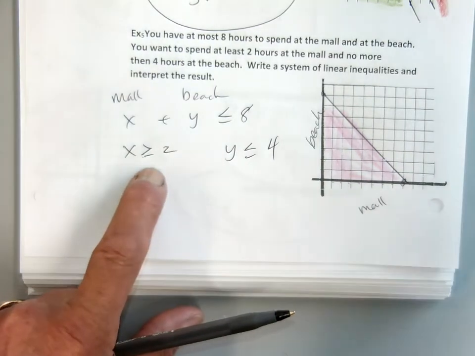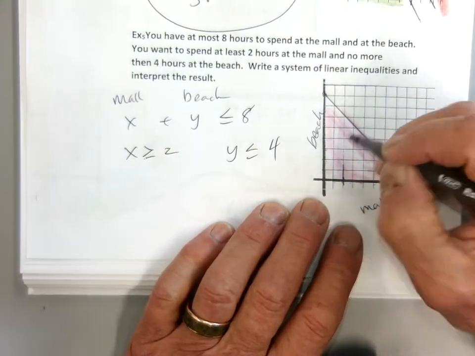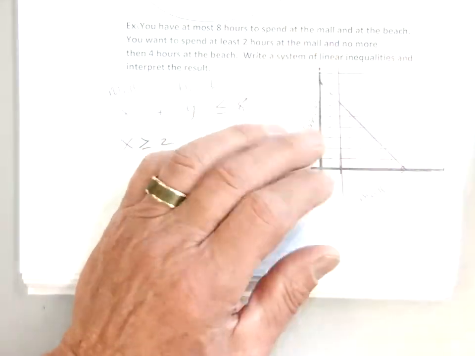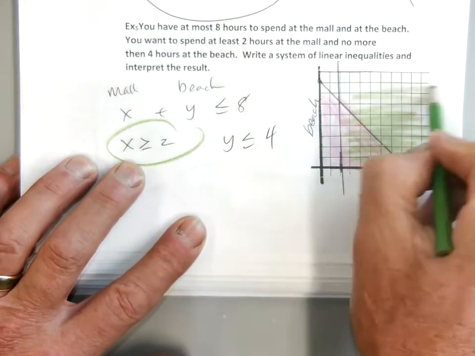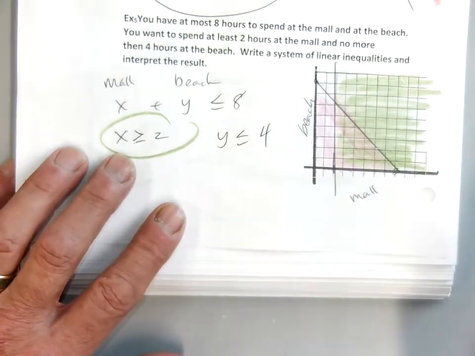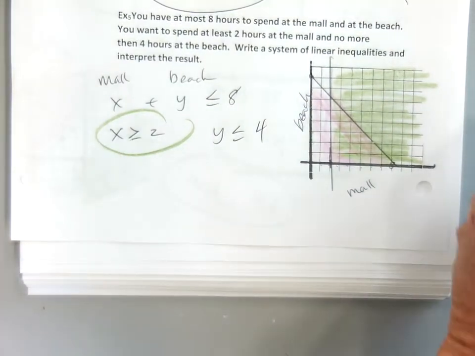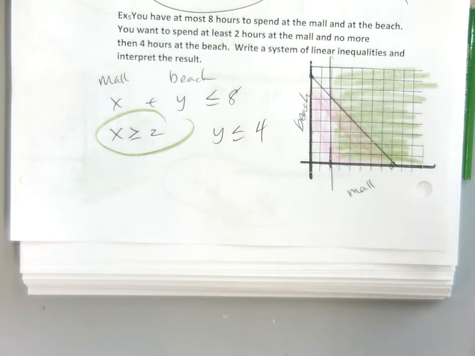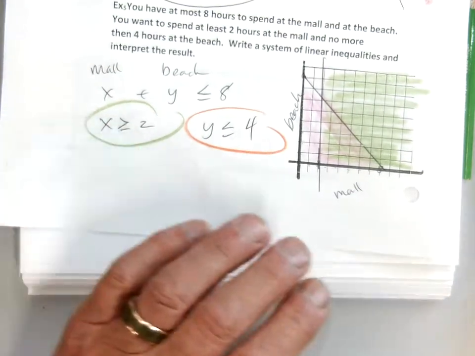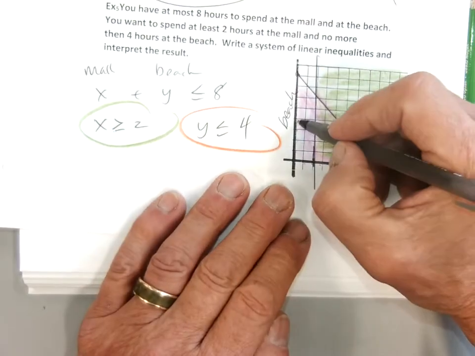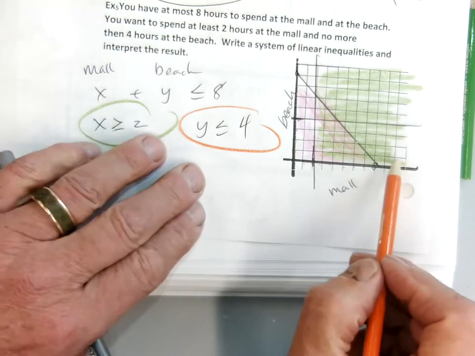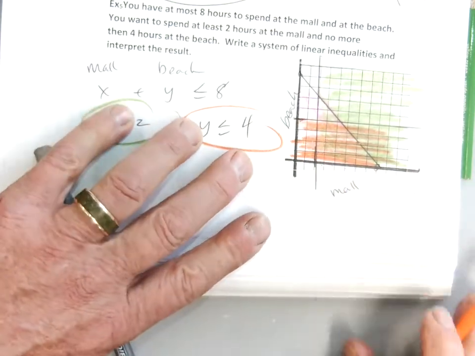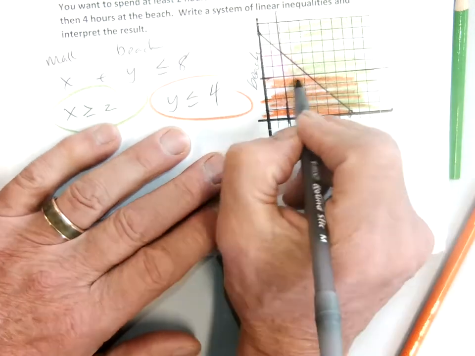Now, x is greater than 2. Looks like this. X is greater than 2 looks like this. And y is less than or equal to 4, I'll do this in orange. Y is less than or equal to 4 looks like this. And the shading below. So where's the intersection? Do you guys see the overlapping? It's in this trapezoid area. You guys see this?